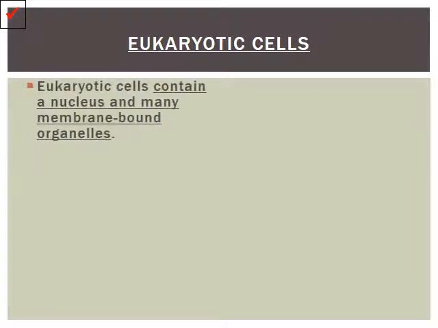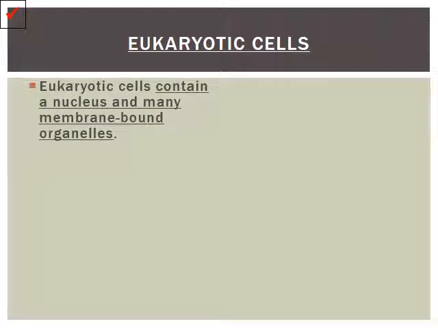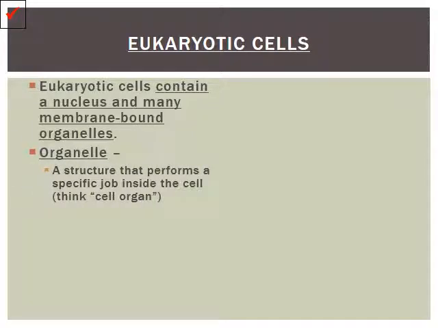Eukaryotic cells, on the other hand, are a bit more complex and larger. Eukaryotic cells contain a nucleus and many membrane-bound organelles, for example, your mitochondria, ribosomes, your endoplasmic reticulum, just to name a few. So an organelle is a structure that performs a specific job inside the cell. So think like a cell organ. For example, we all know that the mitochondria is responsible for going ahead and creating energy.